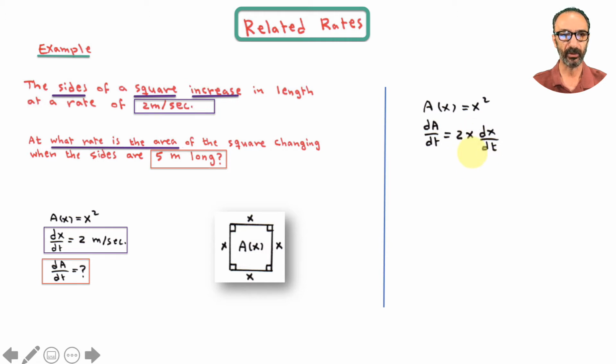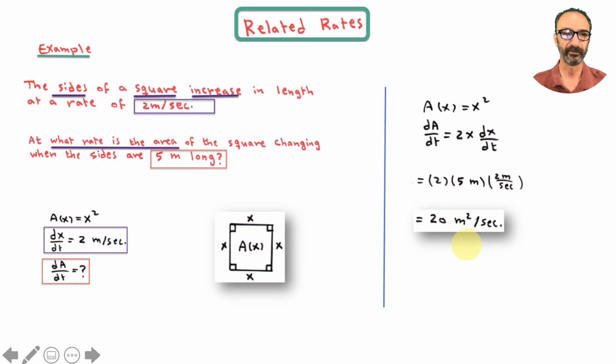Now we need dA/dt when x equals 5. So we put 5 right here. Notice that I put the units right here because it's a good way to make sure that you're doing everything right and your units should agree. Here we go. 2 is up front, 5 for x, and this dx/dt was giving me also 2 meters per second. This is over 1, this is over 1. Simplify, so the area changes at 20 meters squared per second. Done with this problem, okay?